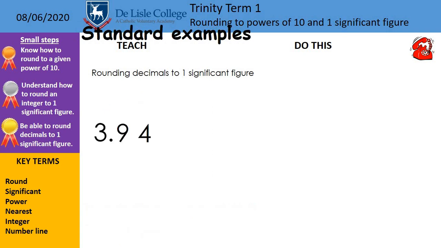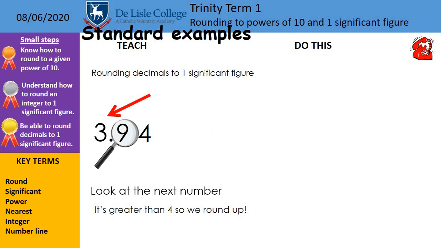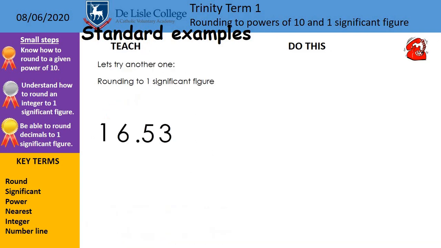Here we've got 3.94. So the 3 is the first significant figure that might change, and the 9 is in charge of if it does. Well, it's greater than 4, so we round up. And that becomes a 4, and everything afterwards becomes zeros. Again, because it's just zeros after the decimal point, we don't need them, so we can just write 4.